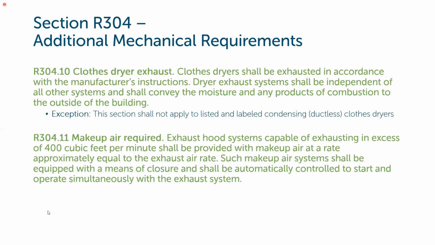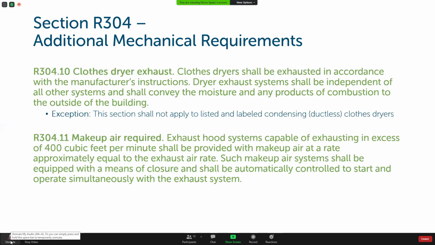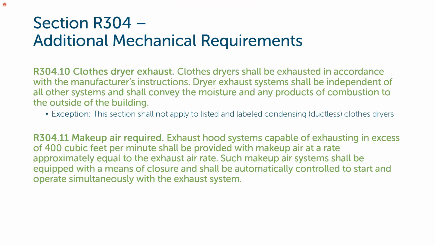Another one that's been in the code since 2015, R304.11, makeup air. If you have a range hood in a kitchen that moves 400 CFM or greater, you need to have a makeup air system installed so that when that range hood is turned on, an equivalent amount of air that the range hood is going to be sucking out of the building is actually being brought in to keep the building in balance. So that's been in the code for a while now. There are equipment options available on the market to integrate the functions of those two things. But ideally, if you can get a range hood in that's moving less than 400 CFM, that's going to alleviate a lot of headaches for you.